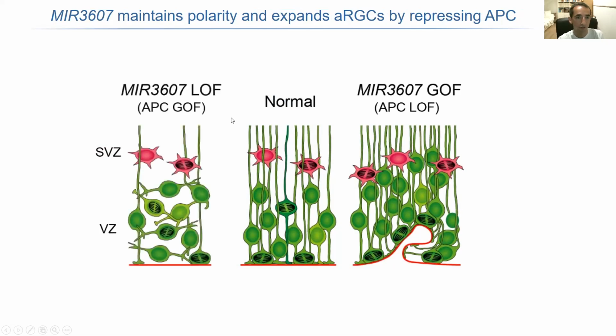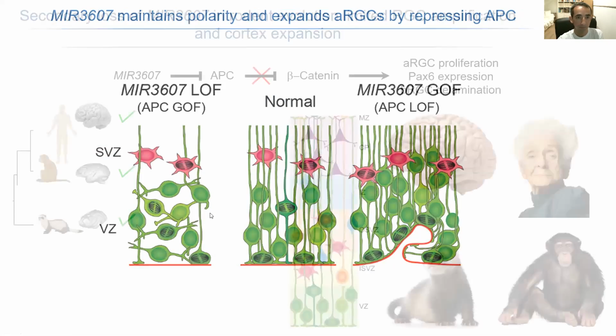Now, in the loss of function of this microRNA, we have the opposite situation. We have first a loss of apical radial glia polarity, and we have also a loss of their proliferation. So this ventricular zone of this cortical neuroepithelium remains small.